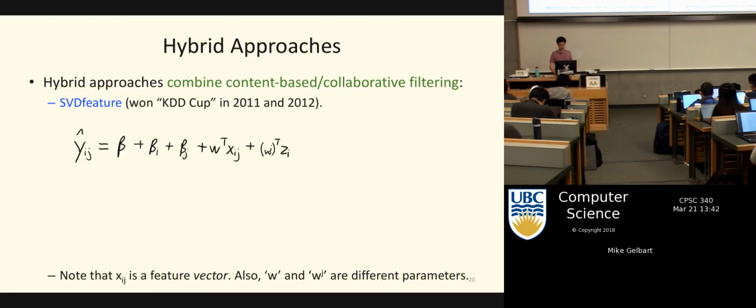SVD feature refers to the idea of combining these two things. SVD, like the PCA unsupervised part, and feature, like the supervised part, I'm assuming. So you can just combine these into one giant model and one giant loss function and just optimize this huge mess of stuff, and you'll actually get pretty good results. So you're simultaneously learning the latent features and leveraging the features you actually have.